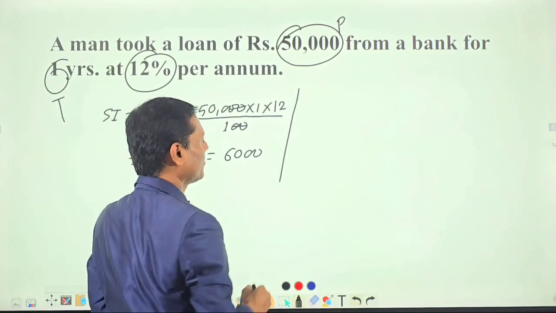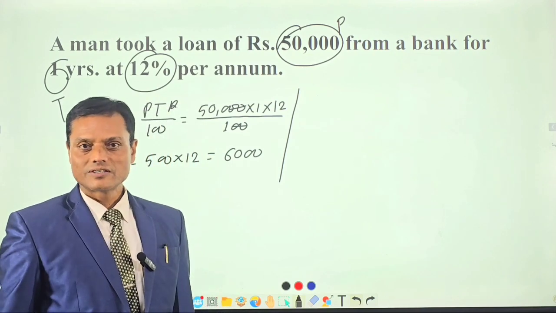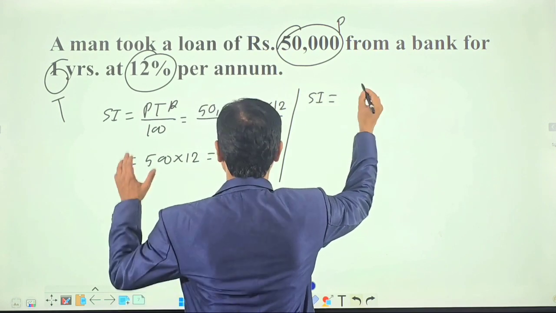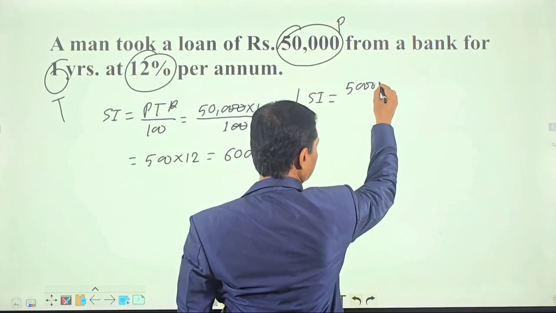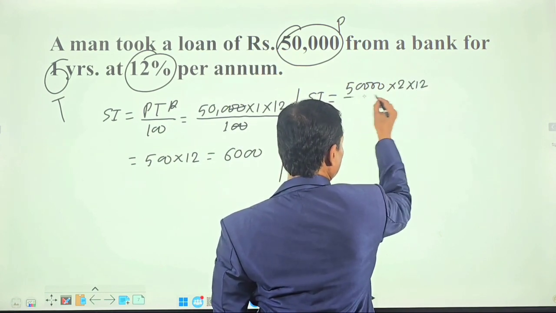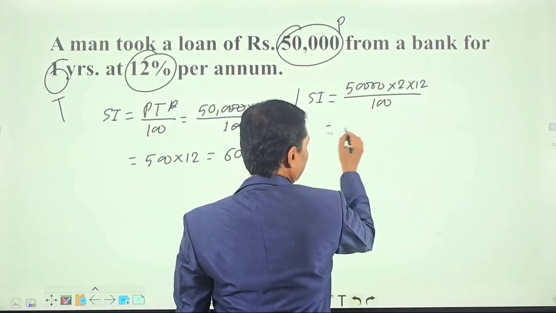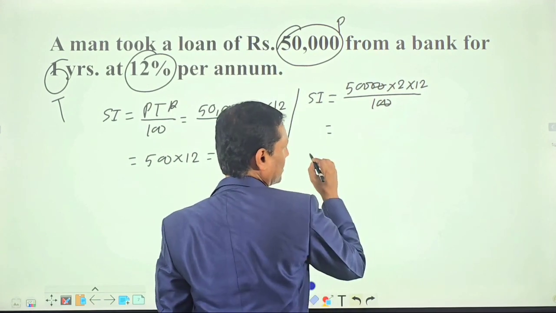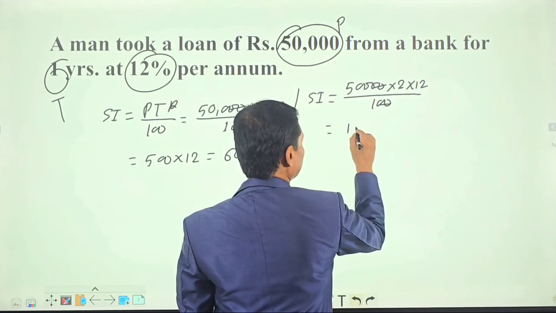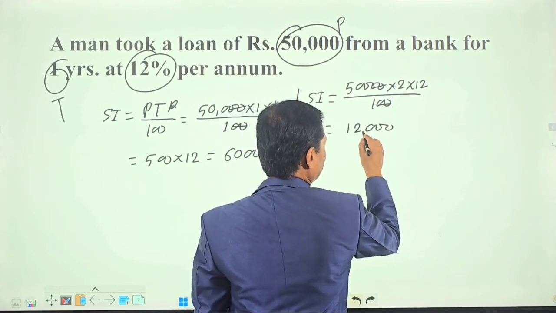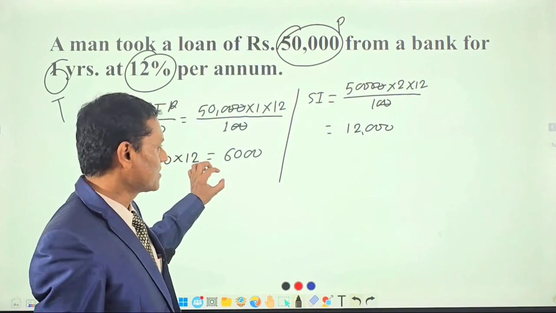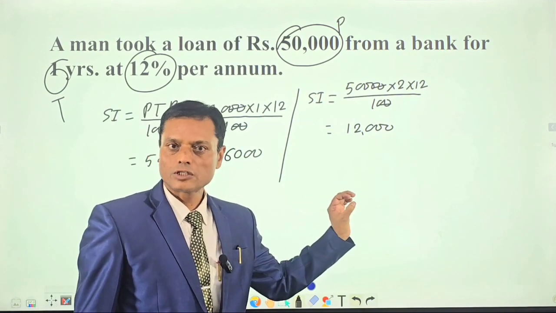Now I'm going to tell you one more thing here. If the time is 2 years, then what happens? If the time is 2 years here, then SI equals P, means 50,000 into 2 into 12 over 100, and 2 zeros you can cut, and then we can multiply 500 into 2 into 12, and we get here 12,000, isn't it? Right. So in 1 year, the interest is 6,000. In 2 years, the interest is 12,000.